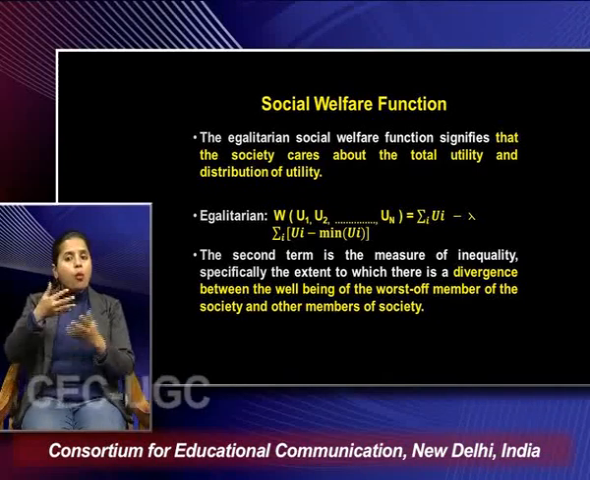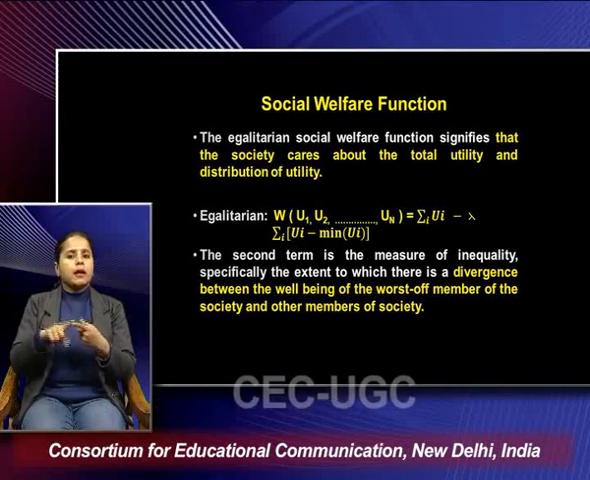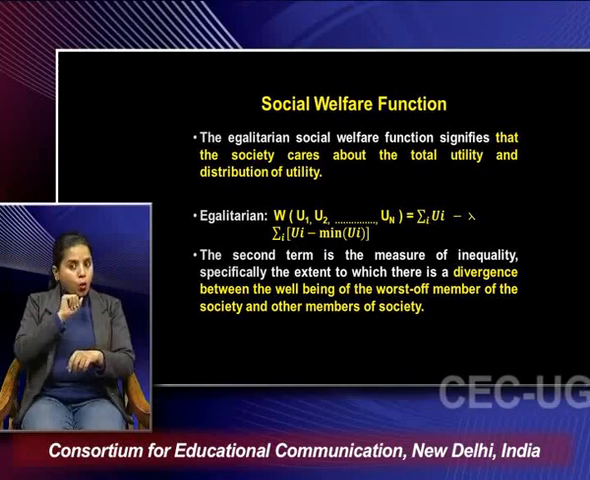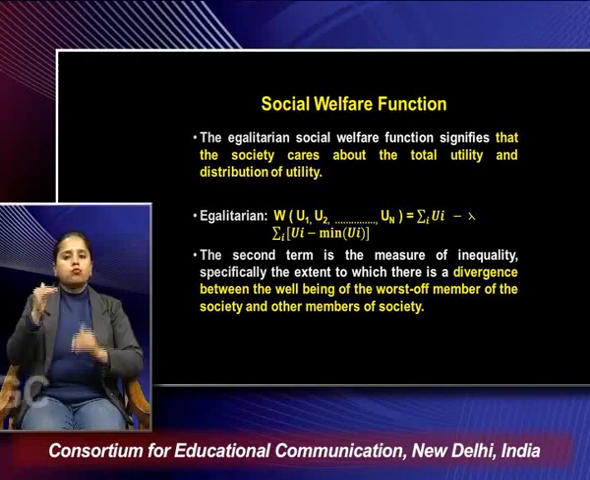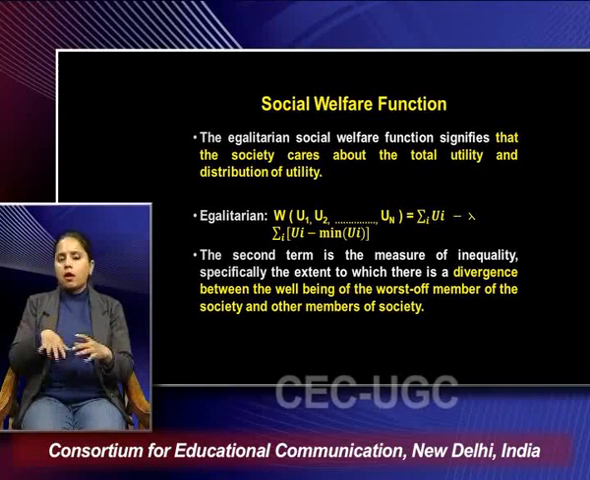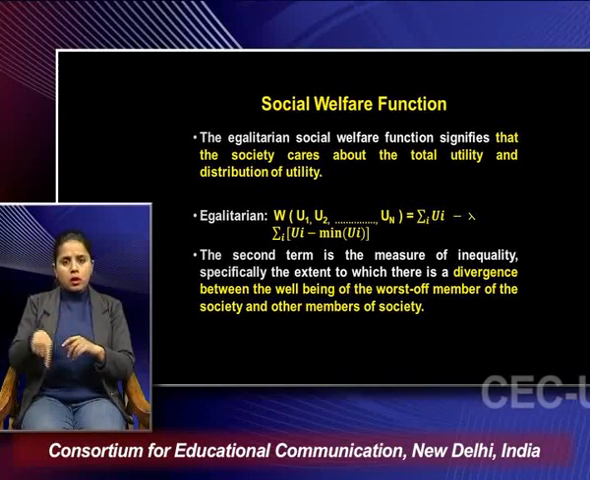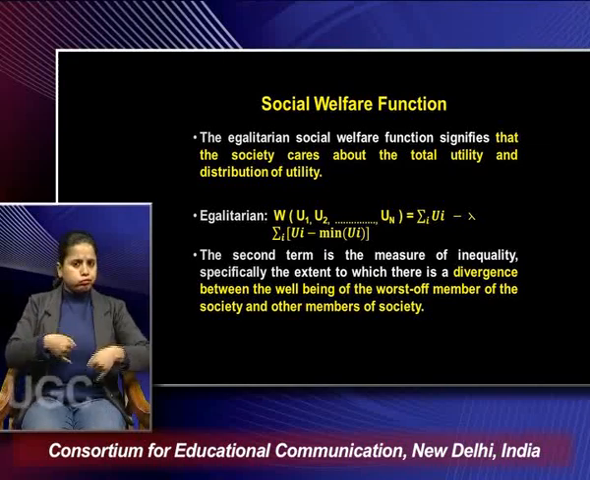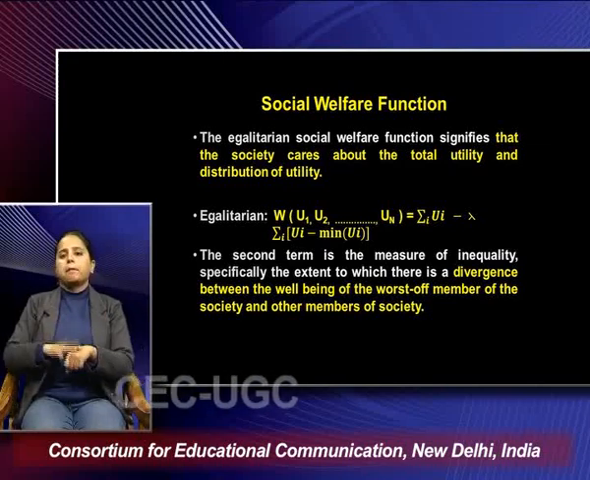The second term of the egalitarian social welfare function is the measure of inequality. Specifically, the extent to which there is a divergence between the well-being of the worst member of the society and the other members of the society. So what we do, we take the utility of the worst member from the other members of the society, and then we subtract it from the total utility. That's why this gap arises, this inequality gap.